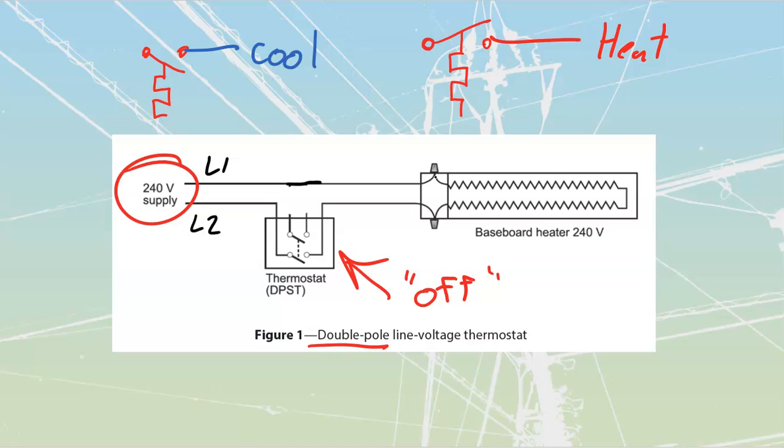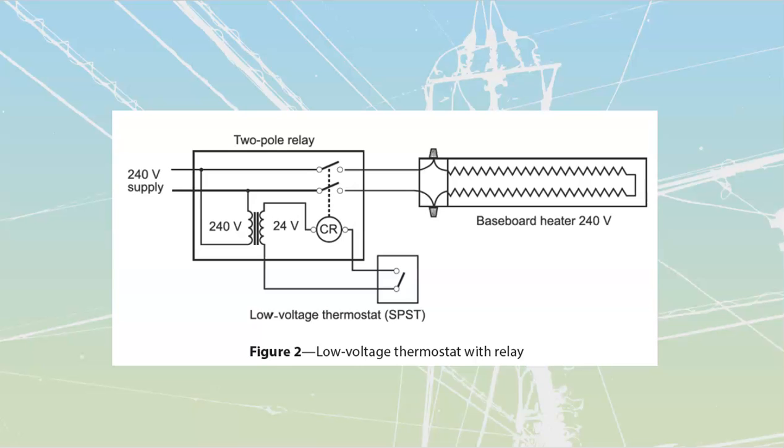If there's a baseboard that's not working, don't just turn it off at the thermostat. You actually got to throw the breaker unless the thermostat has got that marked off position. If it has a marked off position, then you know that it must be one of these where it's going to be breaking both lines inside of there. We do have some other types of thermostats as well that are going to be what we refer to as low voltage types.